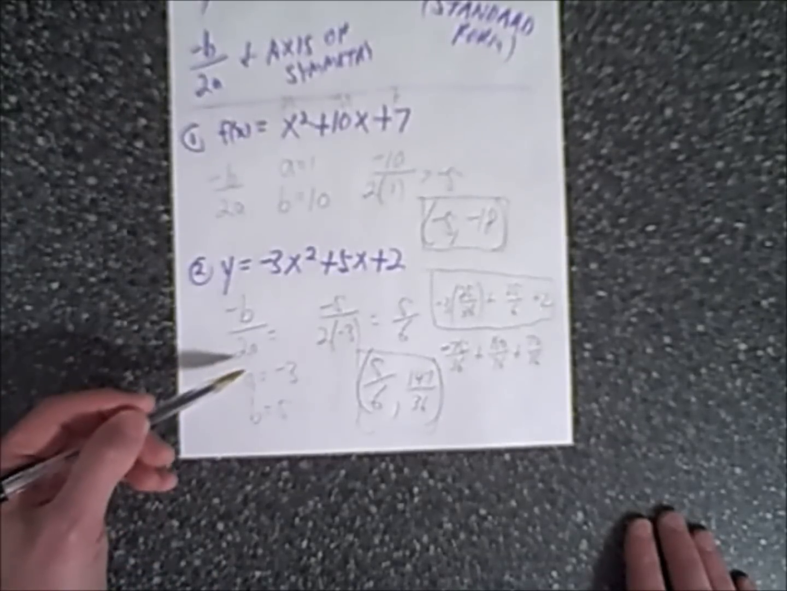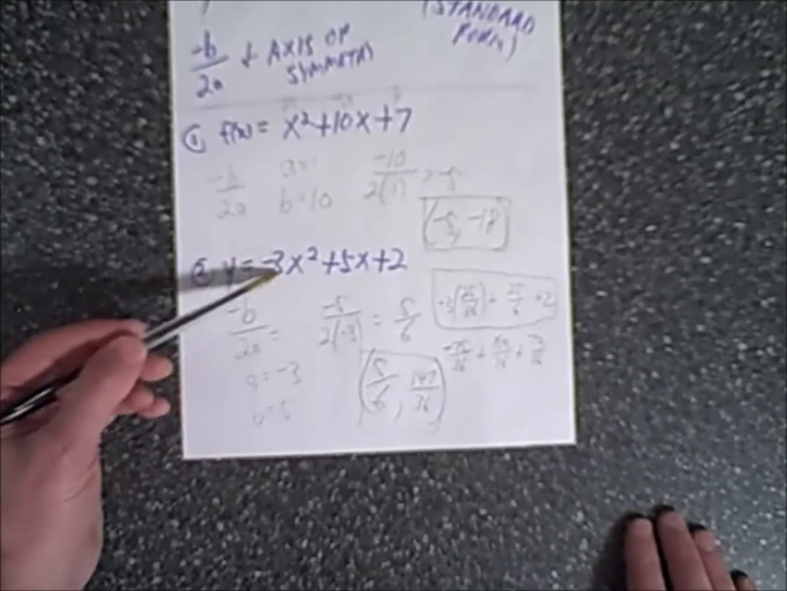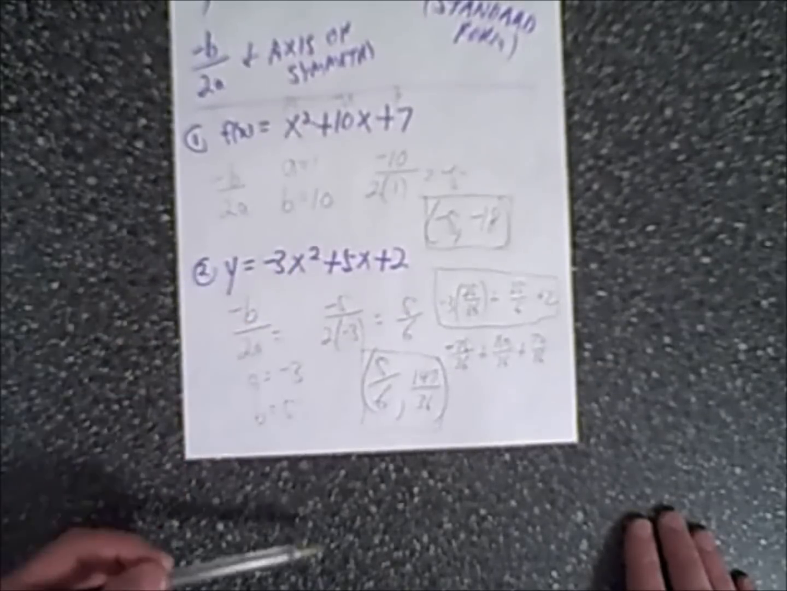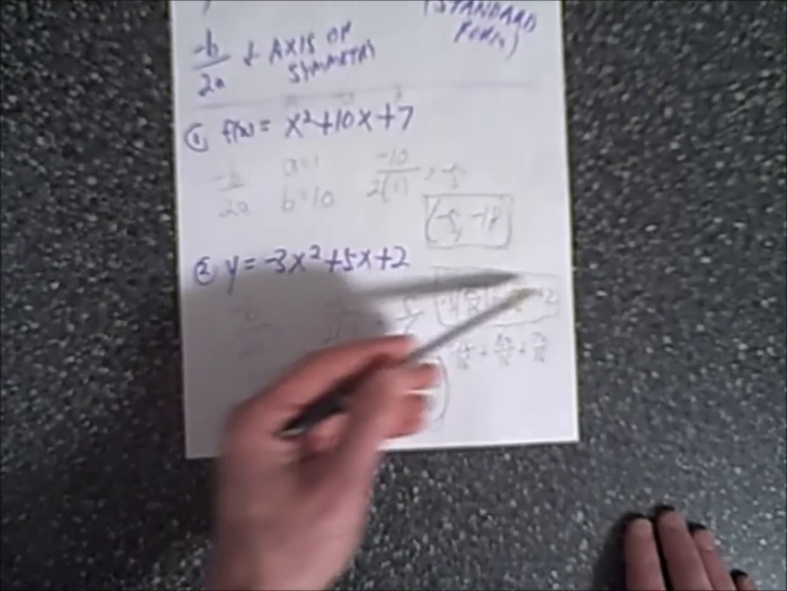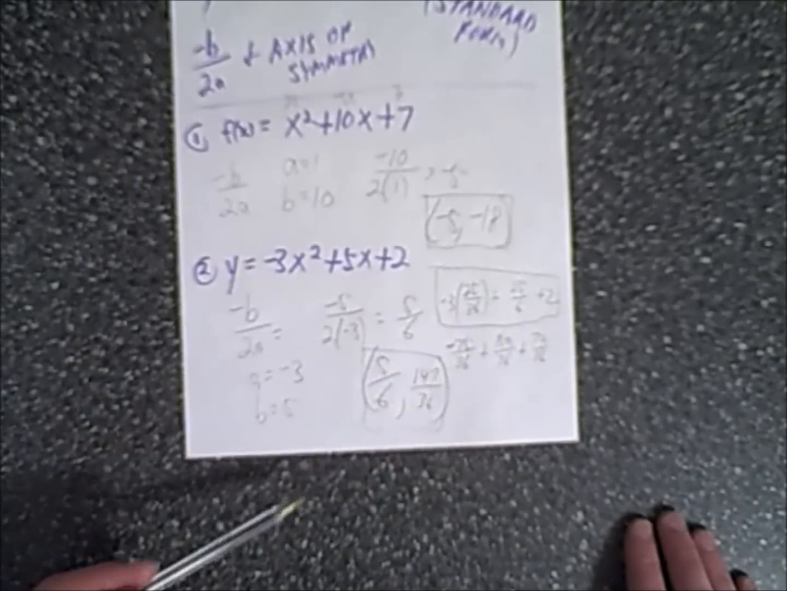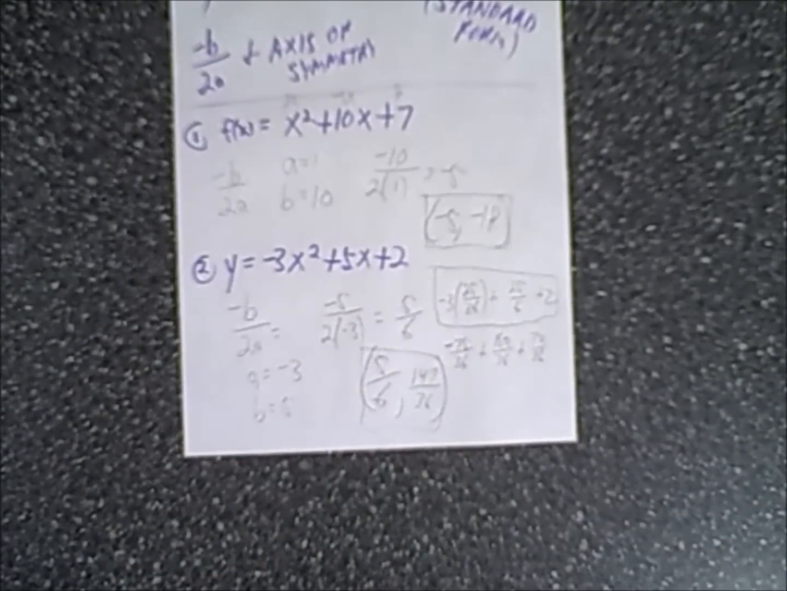Again, negative b over 2a, negative 5 over 2 times negative 3, is 5/6. Plug 5/6 into our equation, and we get this whole mess. We add that all up, and we end up with our y term, and that is our vertex.